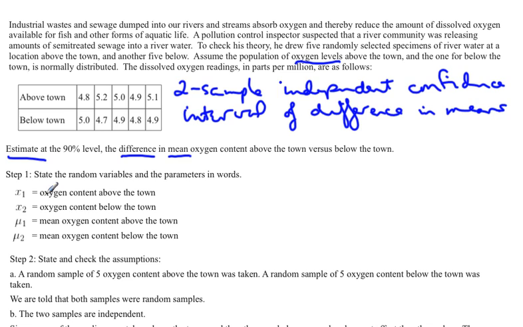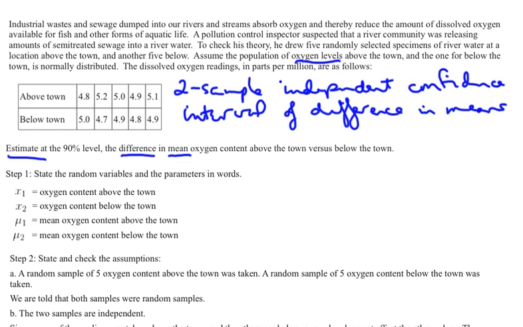You're going to call one x1 and one x2. It does not matter which one you call which. So I just picked x1 to be above the town and x2 below the town. We are talking about mean. So my parameter is the mean oxygen content above the town, and the other one would be the mean oxygen content below the town. Since I did call x1 the oxygen content above the town, mu1 has to be the mean oxygen content above the town. Can't mix those up. And therefore mu2 is the mean oxygen content below the town.